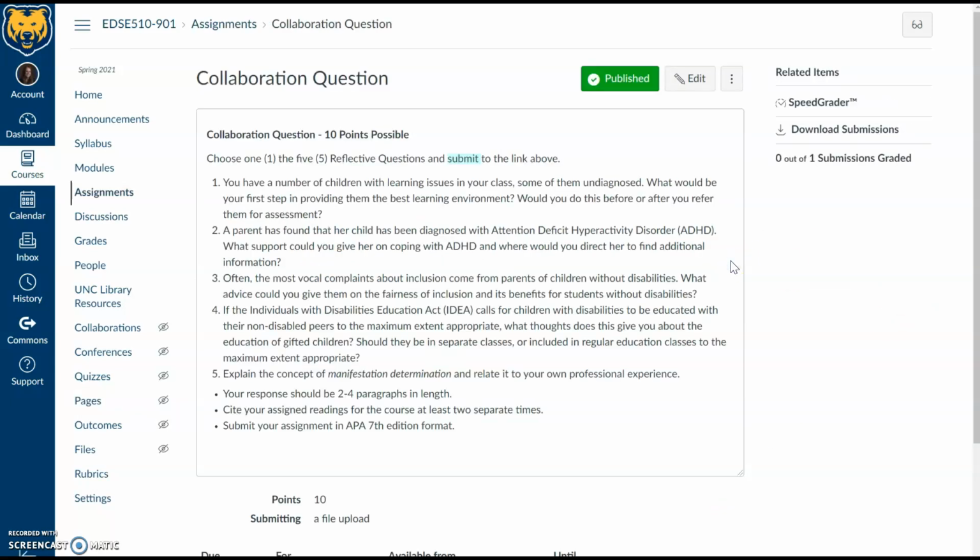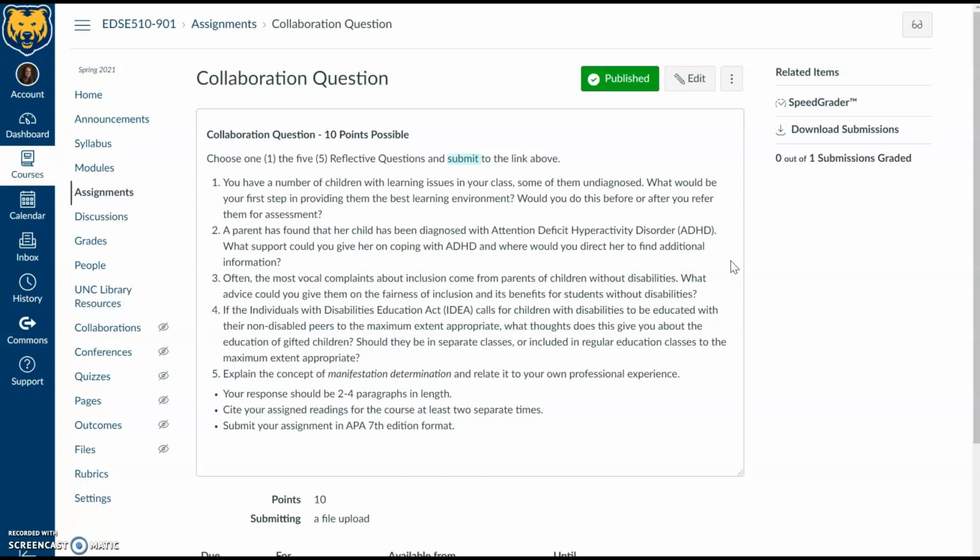And finally, we have our assignment, the collaboration question. So there are 5 questions listed for your reflection opportunity. You will choose one of the 5, and then you will write your response 2 to 4 paragraphs. And you'll need to cite your readings in APA 7th edition format at least 2 separate times to just show that you have that evidence base for your statements. And you will submit it here, just uploading the file in Canvas. So choose the question that's most interesting to you, most relevant to you.